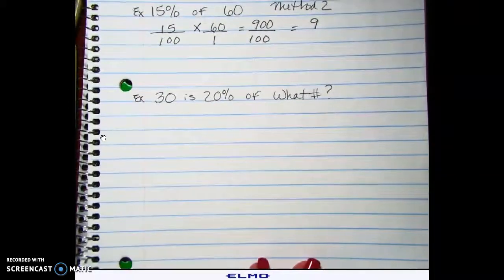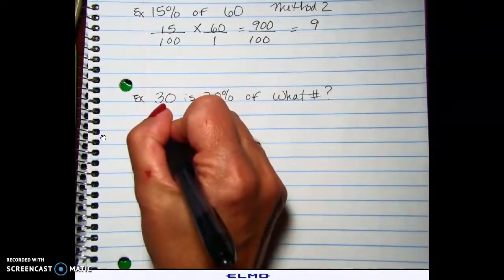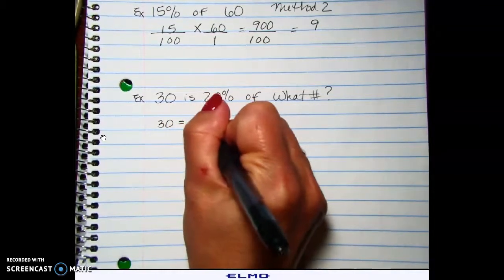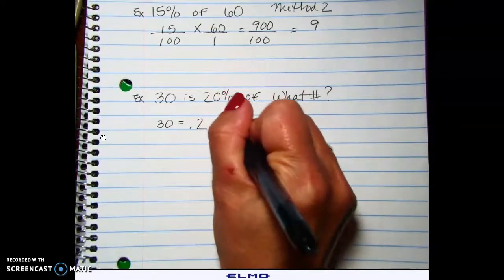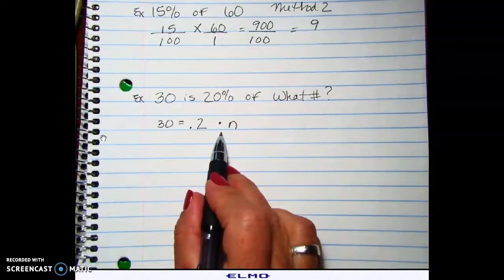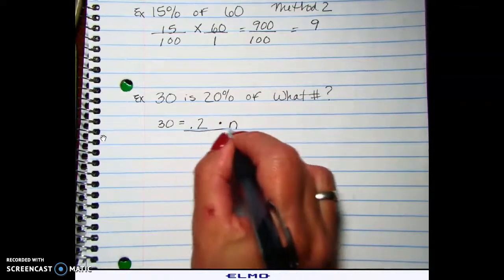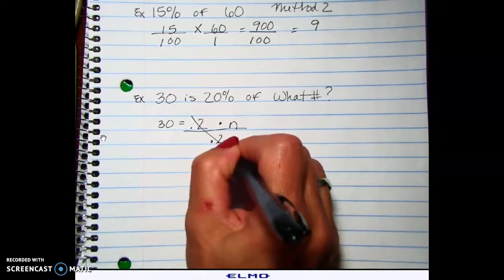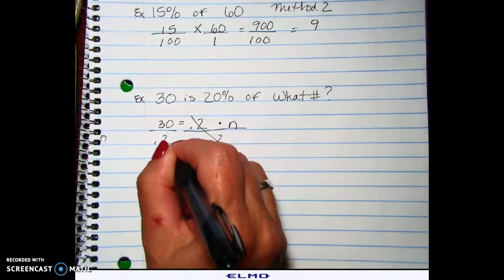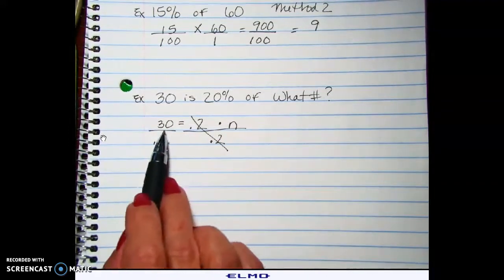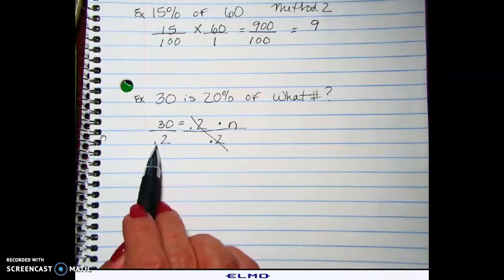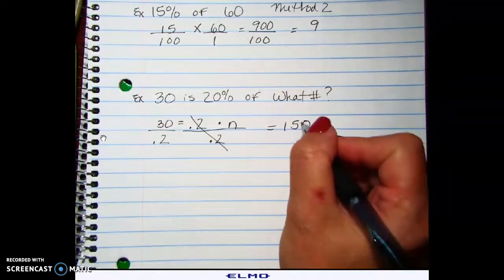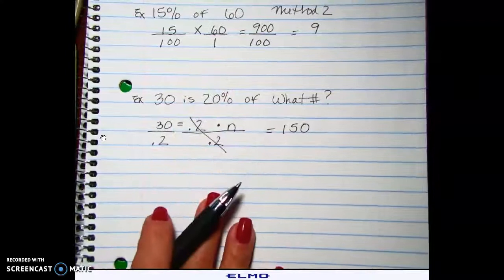Now here's that one where we have to work kind of backwards. So let's look. 30 is 20 or 2/10 or 20 hundredths of what? Oh, okay. So this is where I divide by the number that's with the variable, and they cancel each other out. Then I have to do the same over here. Now, it's 30 divided by 2/10, and when I plug that into the calculator, I get 150. So that is how we use our percentages.